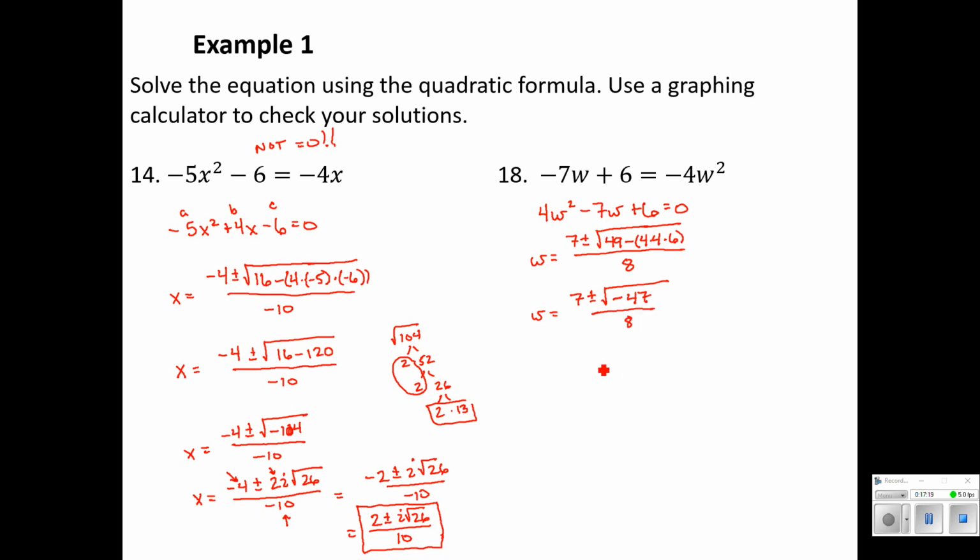Now, a lot of imaginary solutions in this set of notes. W then equals 7 plus or minus i root 47 all over 8. This was a case where we could not simplify the radical, could not divide out the same number from the pieces of our numerator and the denominator.